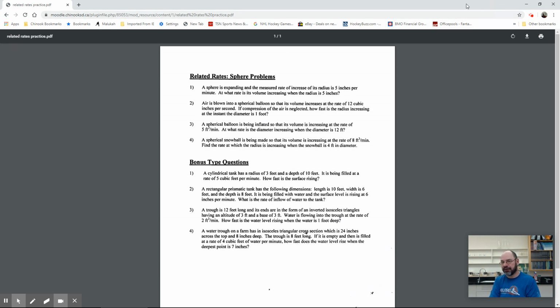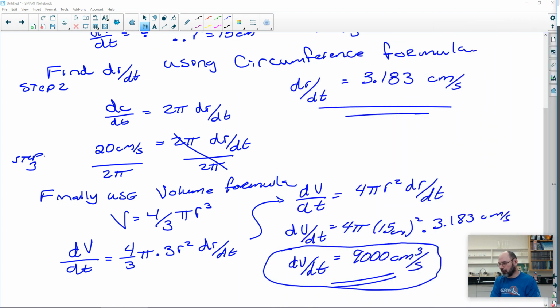Next day, we'll get into our next type of related rate question. I'll put the solutions up underneath as you saw there. So good luck with that, and we'll get into the more complex related rates a little bit tomorrow.